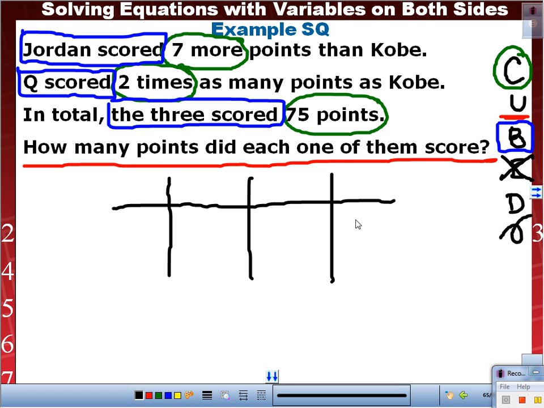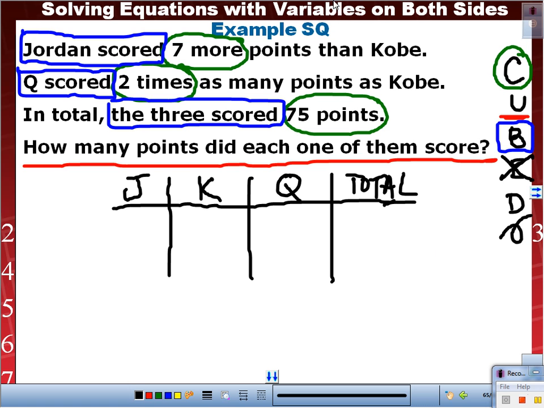Later, Daniel. Next, let's fill out the title for each column. Who's the first person they mention? So we label this one J. What's the next person they mention? So we label it K. Who's the next person? Q. So look, we already used all of them. What do you think we're going to label the last one? That is correct. Total.